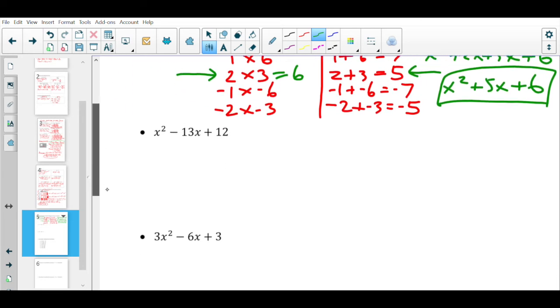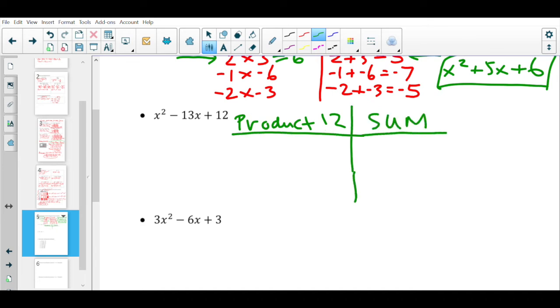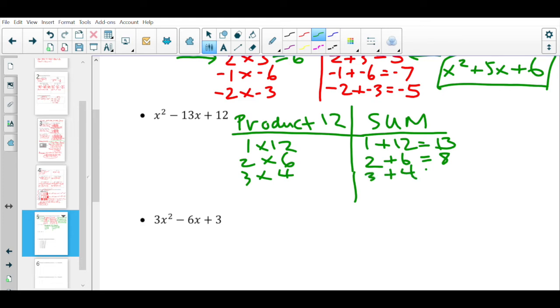Okay. Let's try another one. x squared minus 13x plus 12. So what has a product of 12? Let's investigate, and what's the sum? Let's see which one ends up working out. We're looking for a product of 12 and a sum of -13. So let's just list all of them. 1 times 12, 1 plus 12 equals 13. 2 times 6, 2 plus 6 equals 8. 3 times 4, 3 plus 4 equals 7.